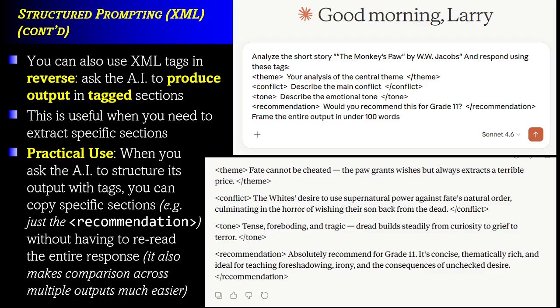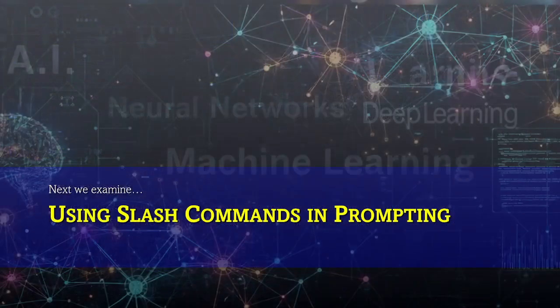So you can see the output I got there. I got the theme clearly identified. I got the conflict and the tone clearly identified. And my recommendation labeled section is clearly identified. I now have an output that I don't have to sort through to figure out what is what. It is framed and labeled the output using XML tag structures.